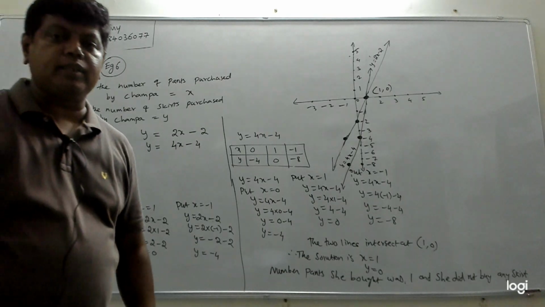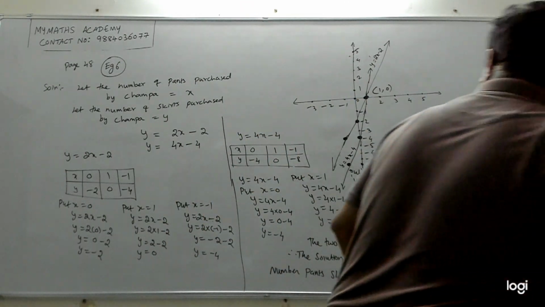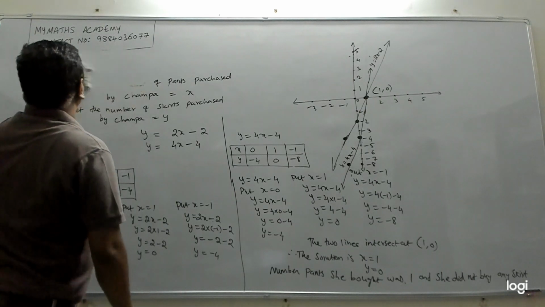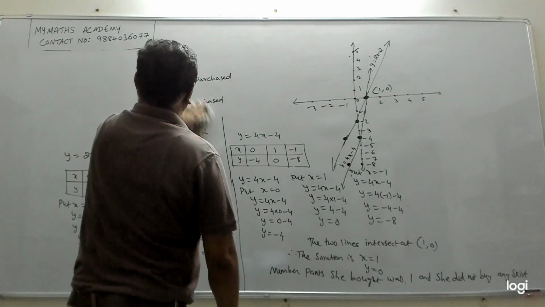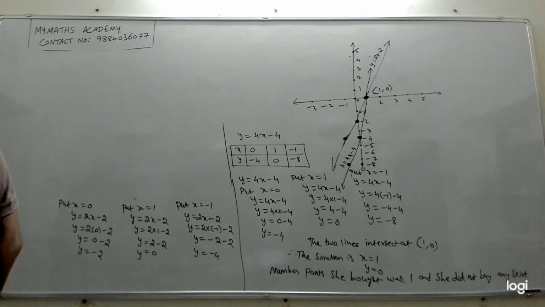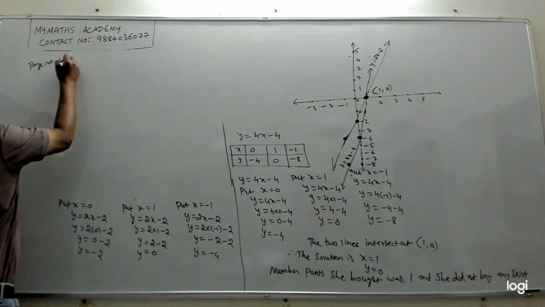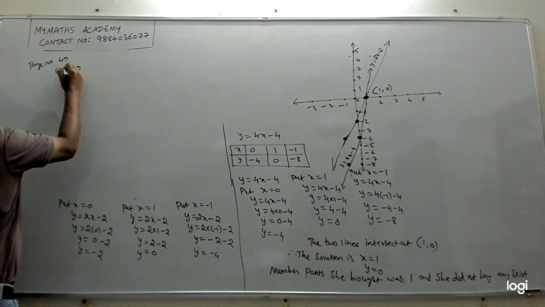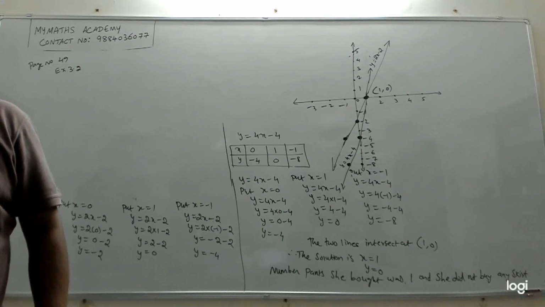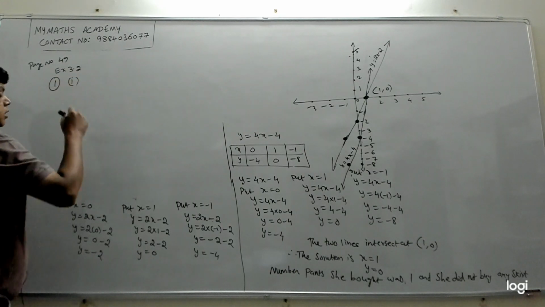Now we'll move on to exercise 3.2. Okay, so let me erase this. So we will go to exercise 3.2, page number 49. So in 3.2, what we have is the first problem, the first subdivision we'll do.